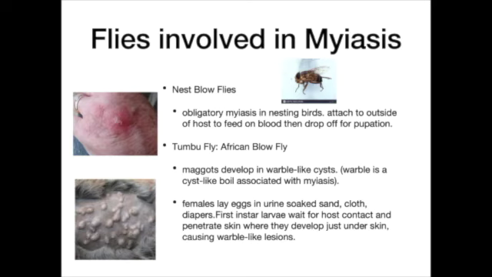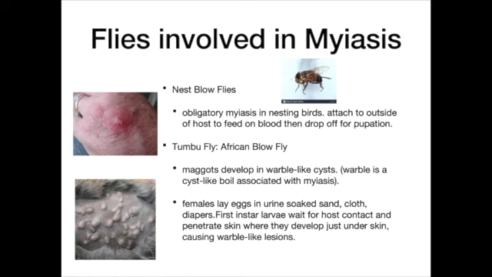The tumbu fly, the maggot, will develop inside of what's known as a warble. These are warbles here. You can see in this animal, this is a warble in a human hand. The warble is this cyst. It's like a boil or a cyst on the surface of the skin.